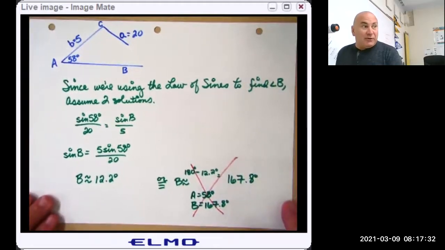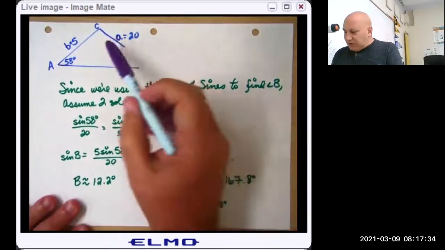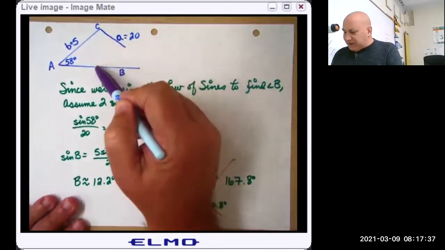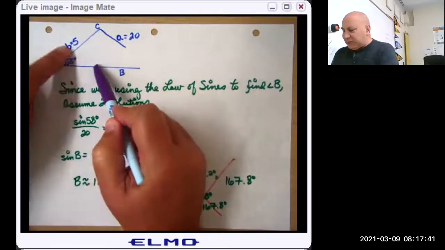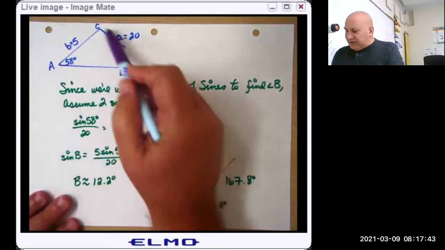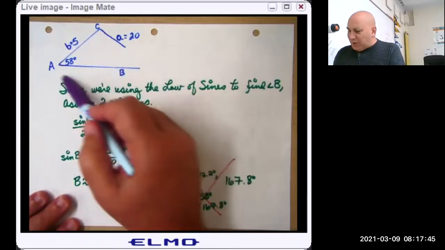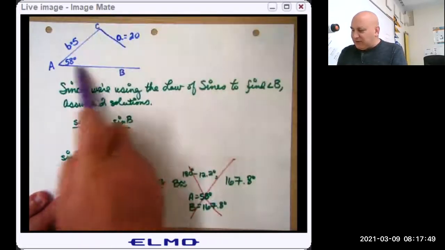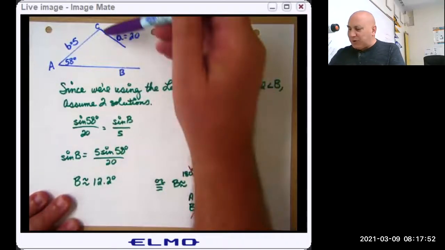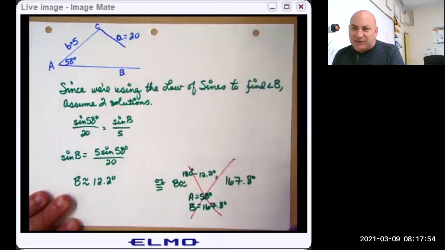Now here's a case where there's only one solution. You'll notice that if we drop that perpendicular down here, it would be less than 5 because 5 would be the hypotenuse. And this side is 20 units long. There's no way it could swing over here and touch anything along this line segment. So we know there's only one solution.